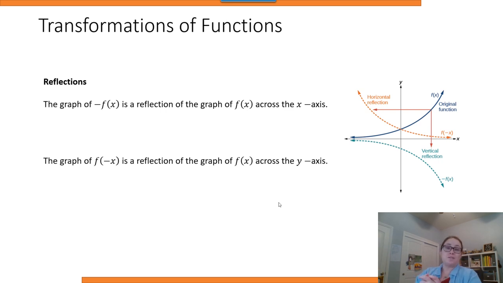Something else that I can do is start throwing negatives in there, and this will cause a reflection. If I just throw a negative out in front of the entire function, I just take the whole thing and make it negative, then that will reflect it across the x-axis or cause a vertical reflection. So the reflection is just like a mirror. I get a mirror image on the other side of the x-axis. If you stick it within the operation, so thinking of that cube root function again, if I were to make it negative inside of the root instead of outside of the root, then that would be a reflection horizontally or across the y-axis. So it just flips everything and gives me a reflection on the y-axis there.